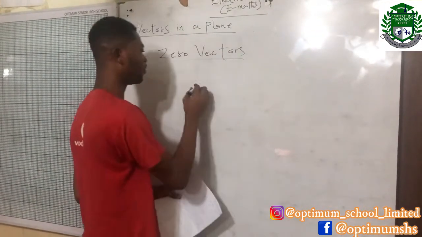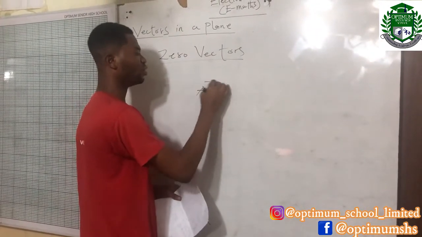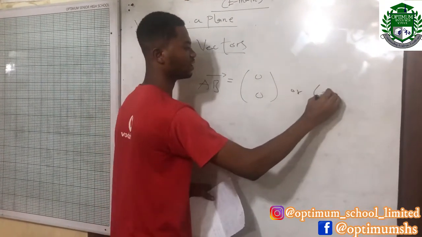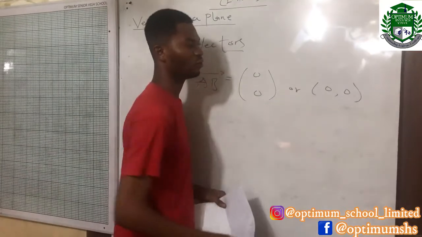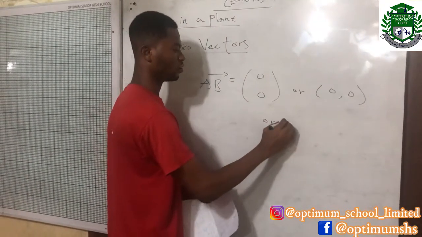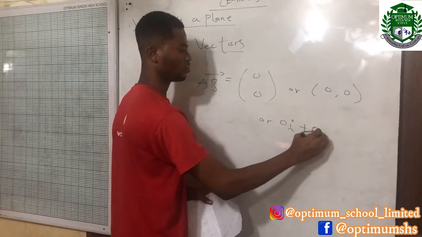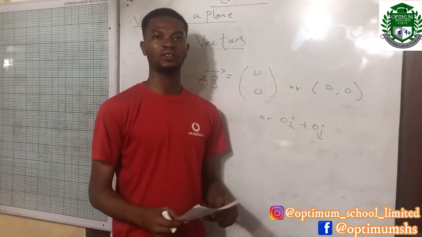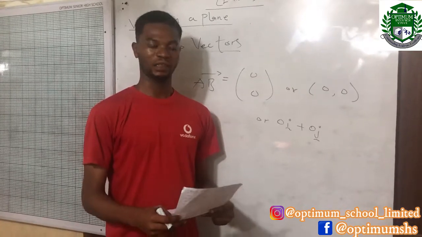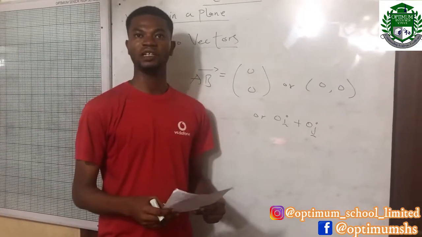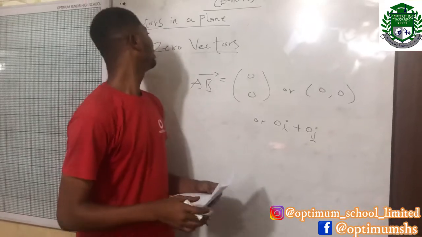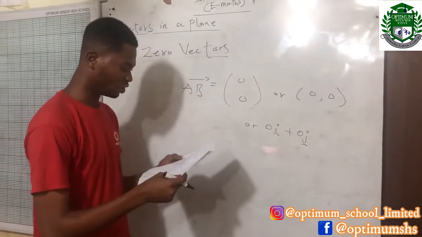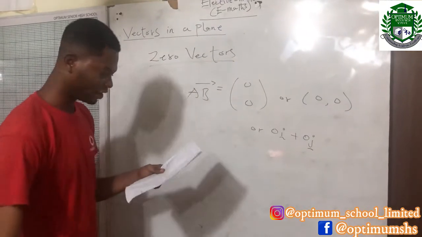0. So assuming I have this block vector AB, the components here are 0, 0, or I can also write it in this form. So you can see all the components are 0, and just like the name specifies, we call them zero vectors. So zero vectors are vectors with all the components equal to 0. Okay, so that's it. Very, very simple.